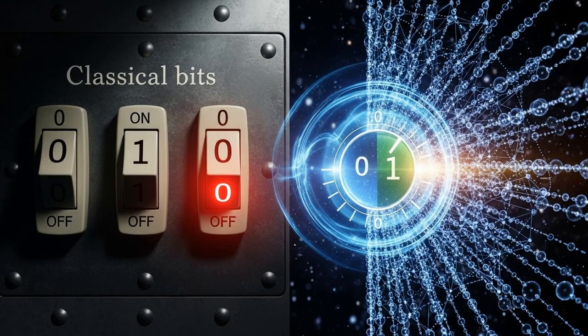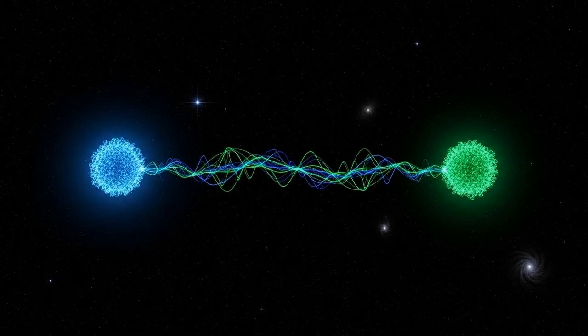The power grows exponentially. Two classical bits can represent one of 4 combinations, like 0,0, or 1,0. Two qubits can represent all 4 combinations simultaneously. If you had just 300 qubits, you could, in theory, represent more states than there are atoms in the known universe.